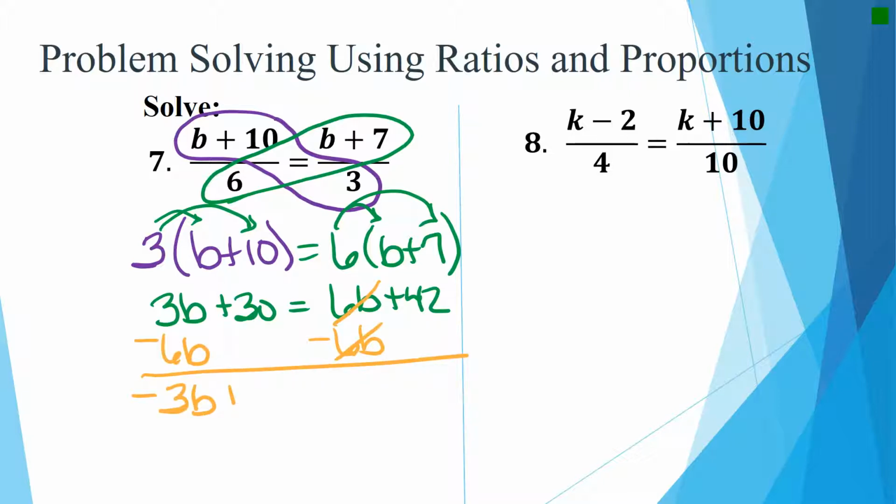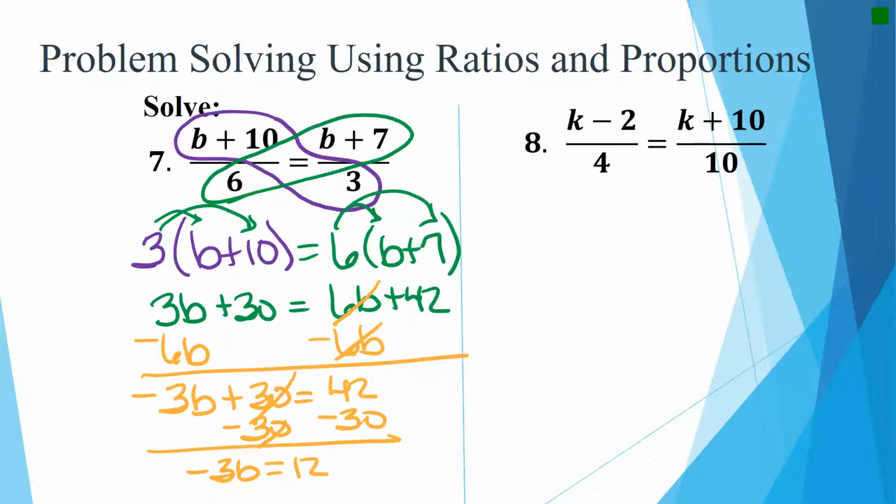So I have negative 3b plus 30 equals 42. I'm going to subtract the 30. Remember, if you have a plus or a minus, you have to use plus or minus to solve it. Kind of out of room, I'm going to put a really little divided by negative 3, divided by negative 3, and I get b equals negative 4. Maybe I should write smaller at the beginning, huh?